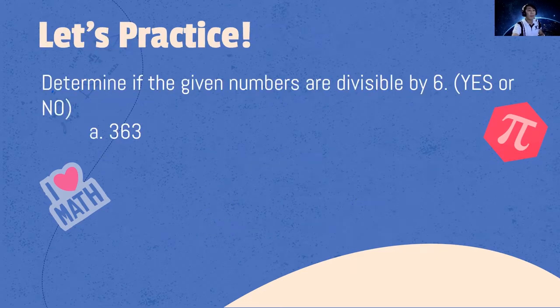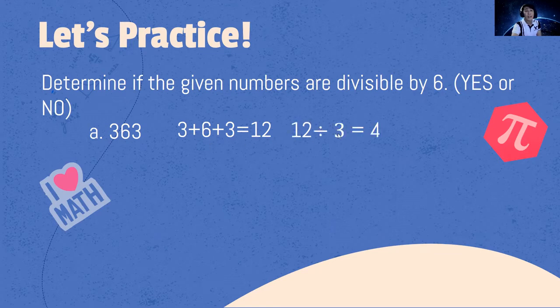Let's practice. Determine if the given numbers are divisible by 6. 363. Is 363 divisible by 2? It is not because it ends with an odd number. It is divisible by 3 because when you add all the digits, that is 3 plus 6 plus 3, that is 12. Then 12 divided by 3 is 4. But it is not divisible by 2. That means it is not divisible by 6.